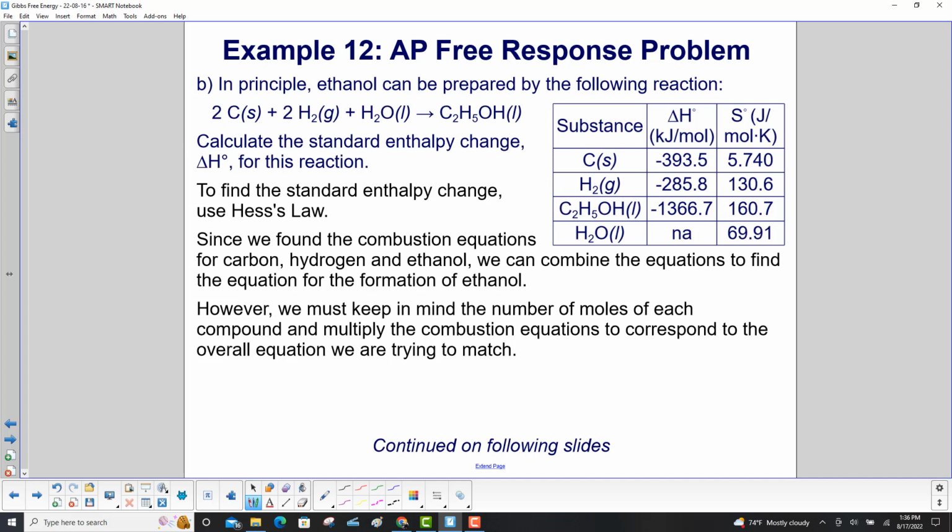Calculate the standard enthalpy change for this production of ethanol. To find it, use Hess's law. Since we found the combustion equations for carbon, hydrogen, and ethanol, we can combine the equations to find the equation for the formation of ethanol. However, we must keep in mind the number of moles of each compound and multiply the combustion equations to correspond to the overall equation that we're trying to match.